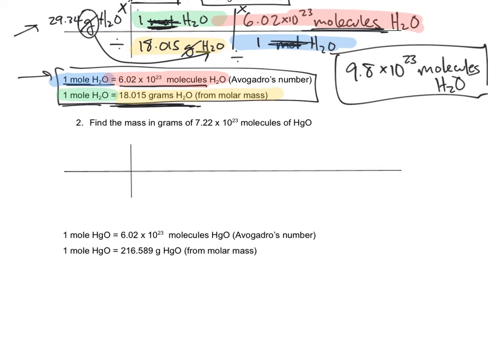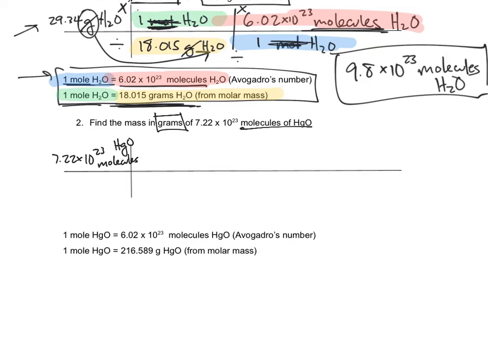This one starts off with a certain number of molecules, 7.22 times 10 to the 23rd. There's no way that there's enough room to write that. Molecules, HGO. Trying to squeeze it all in there. And we're going to convert that to grams. We're going from molecules to grams.